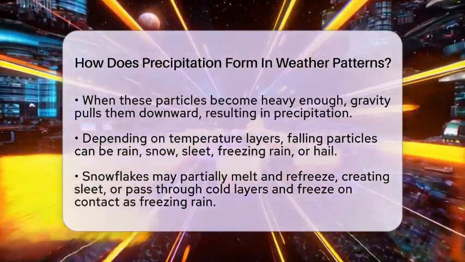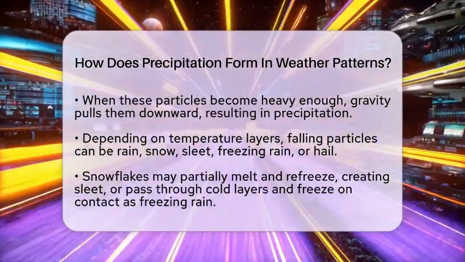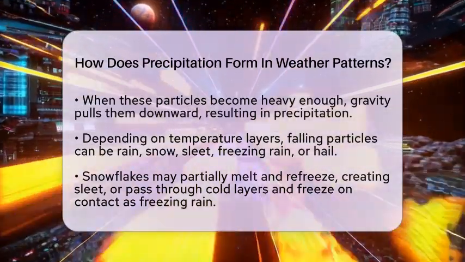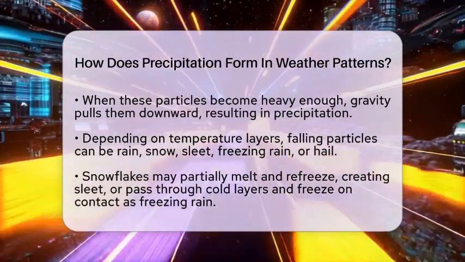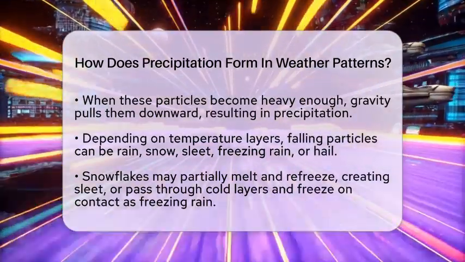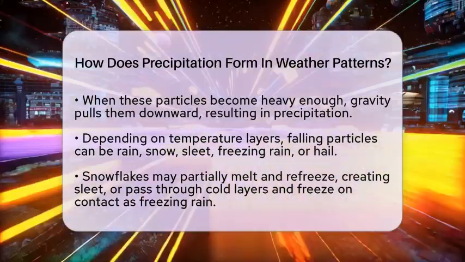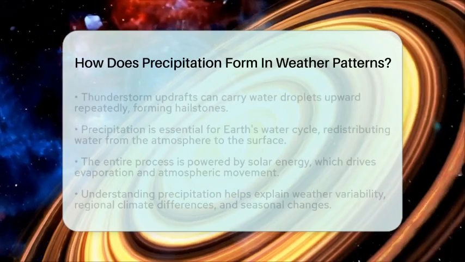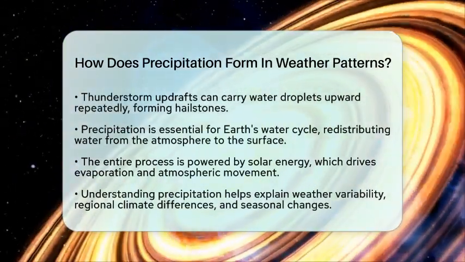Sometimes, snowflakes partially melt passing through a warm layer of air and then refreeze before hitting the ground, creating sleet. If raindrops pass through a thin cold layer near the surface and freeze on contact, they become freezing rain. In thunderstorms with strong updrafts, water droplets can be carried upward repeatedly, building layers of ice that fall as hail.